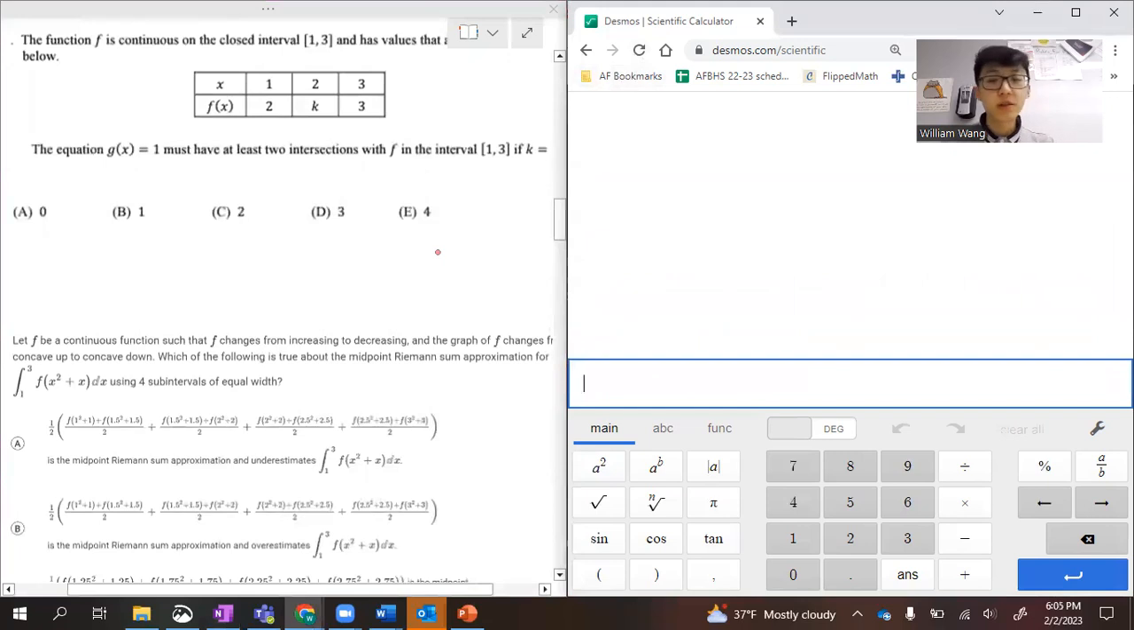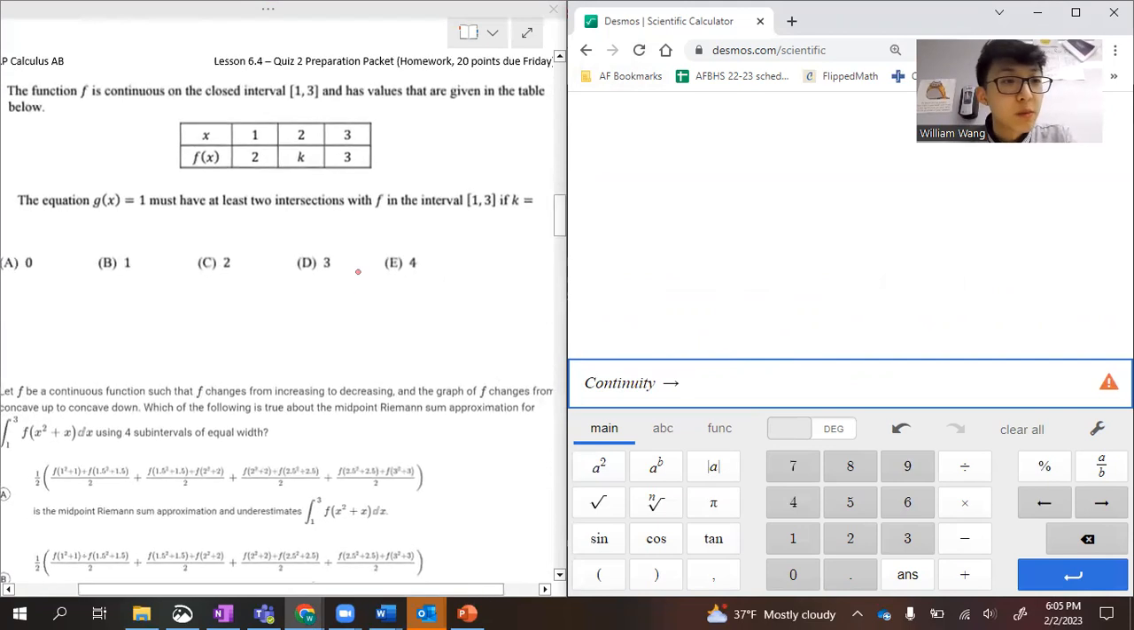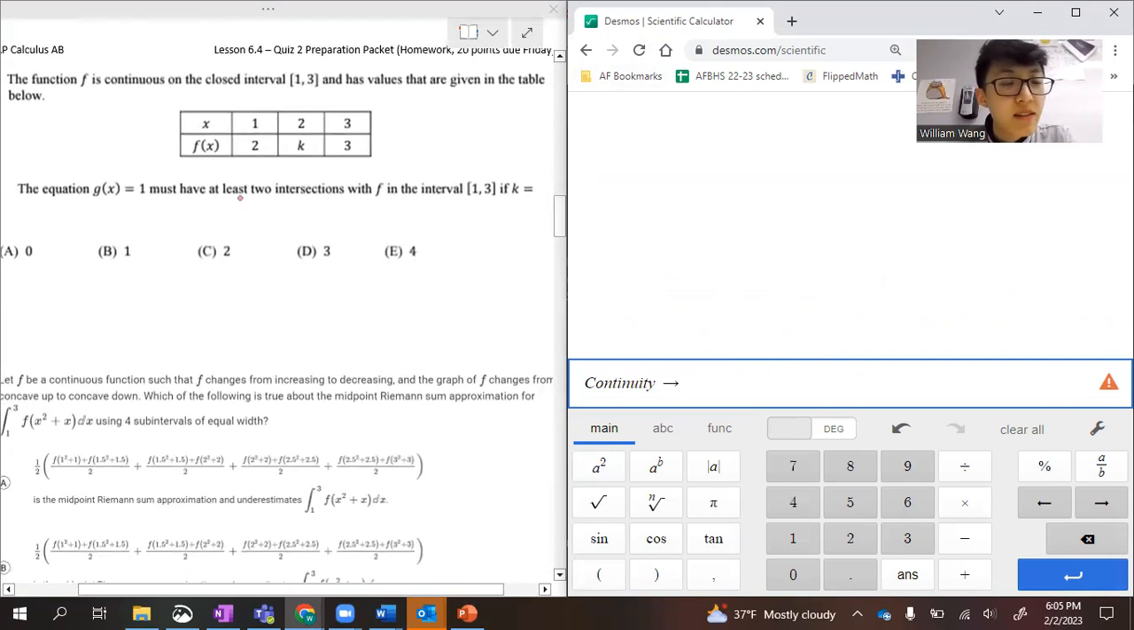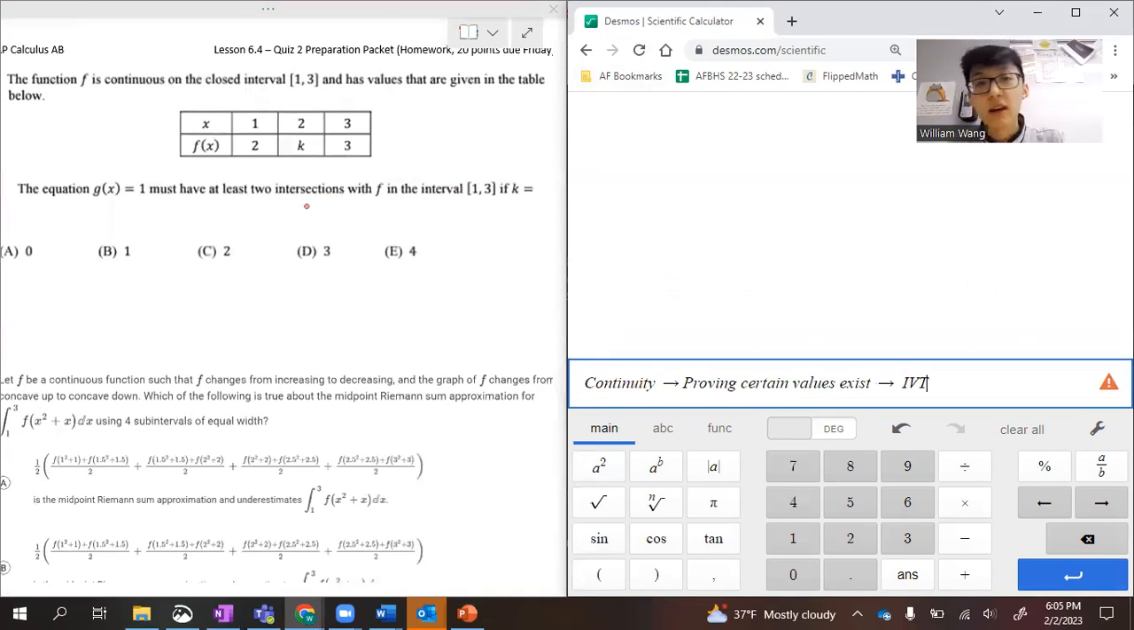The function f is continuous. Okay, I'm thinking continuity. On the closed interval 1 to 3 and has the values that are given in the table below, the equation g of x must have at least 2 intersections with f in the interval 1 to 3 if k equals, okay, continuity. Again, I am proving certain values exist. I'm proving there's certain intersections, certain values exist, right? Because if I prove there's intersections, I'm proving those values exist. Okay, proving certain values exist, which means I'm going to use the intermediate value theorem.